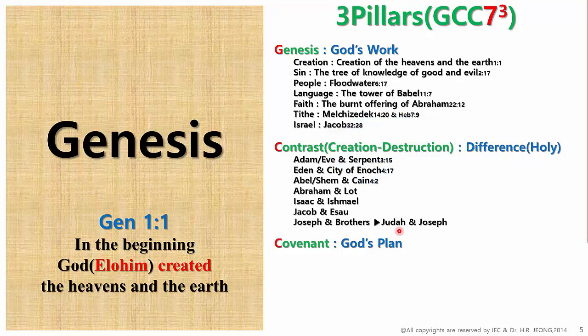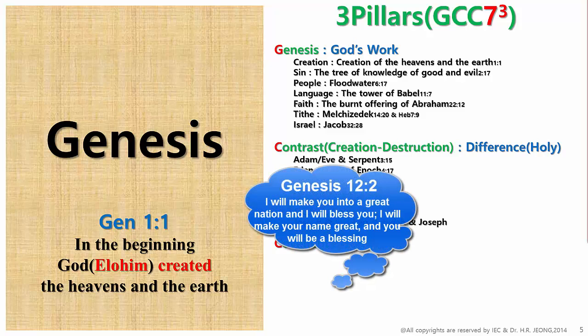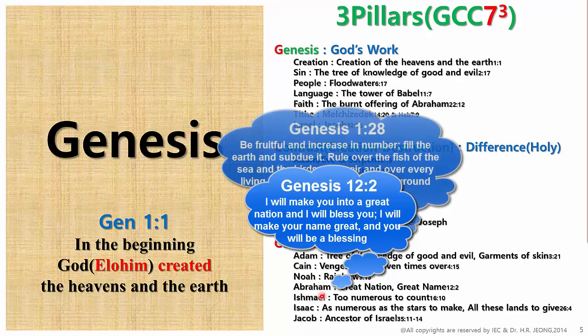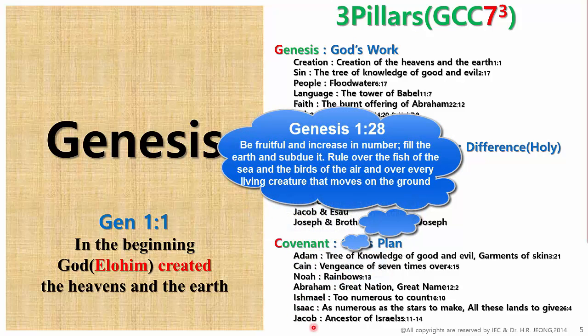There are many covenants given by the Lord in the Old Testament. One of the more well-known covenants is the one given to Abraham, promising that he will be made into a great nation, be blessed, and his name made great, as seen in chapter 12, verse 2. We also have to consider the fact that there already had been a covenant supporting this in chapter 1, verse 28. Be fruitful and increase in number, fill the earth and subdue it.